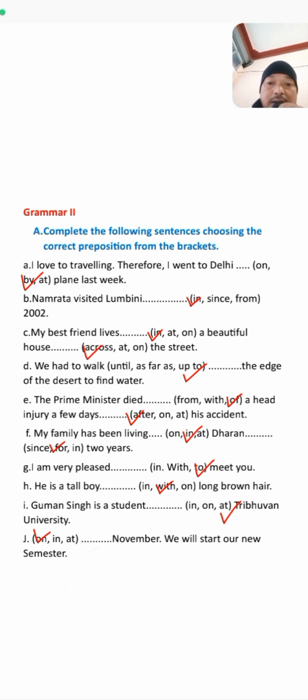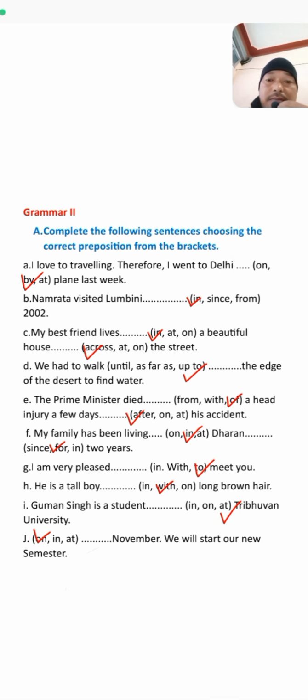My family has been living in Dharan. Dharan is a big place. That's why you use in, students. It's not a small place, not a fixed place. It's a bigger one. That's why we use the preposition in here. Then, for two years, again time duration, two years, not an exact time but a duration of time.